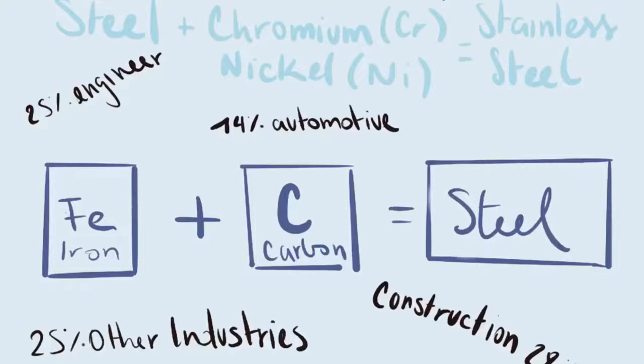After the iron carbon alloy has been refined to the desired ratio of carbon to iron, additional materials may be added to enhance the characteristics of the final steel alloy. So this will all depend on what it's going to be used for.